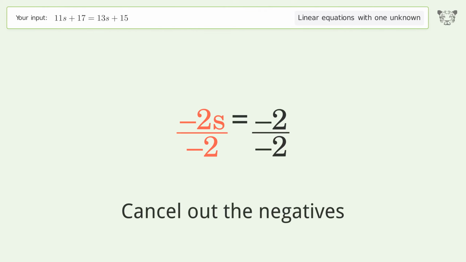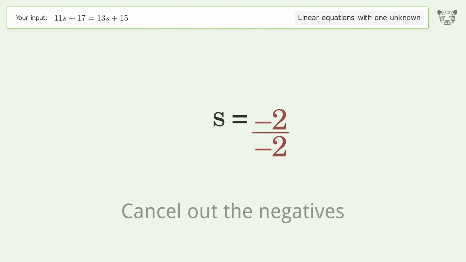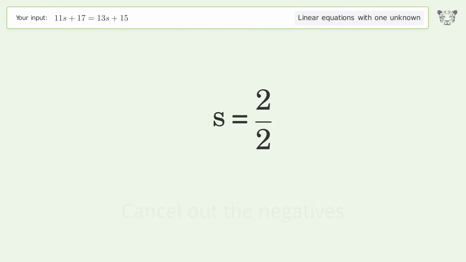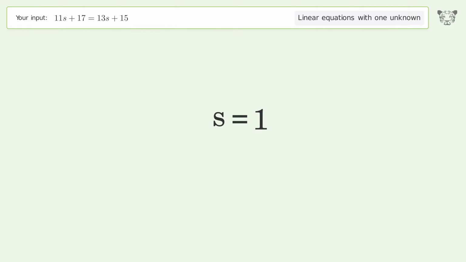Cancel out the negatives. Simplify the fraction. Cancel out the negatives. Simplify the fraction. And so the final result is s equals 1.